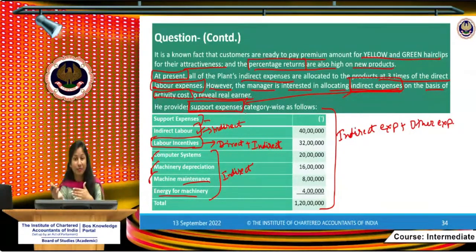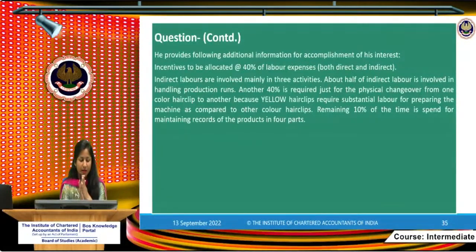Okay, let's move on to the next slide. He provides the following additional information. I hope students are getting what I'm trying to teach here. I'm going so slow so that you can solve this question quickly in future. I hope this much is clear. I'm going slow because I want you to solve this so fast in future.